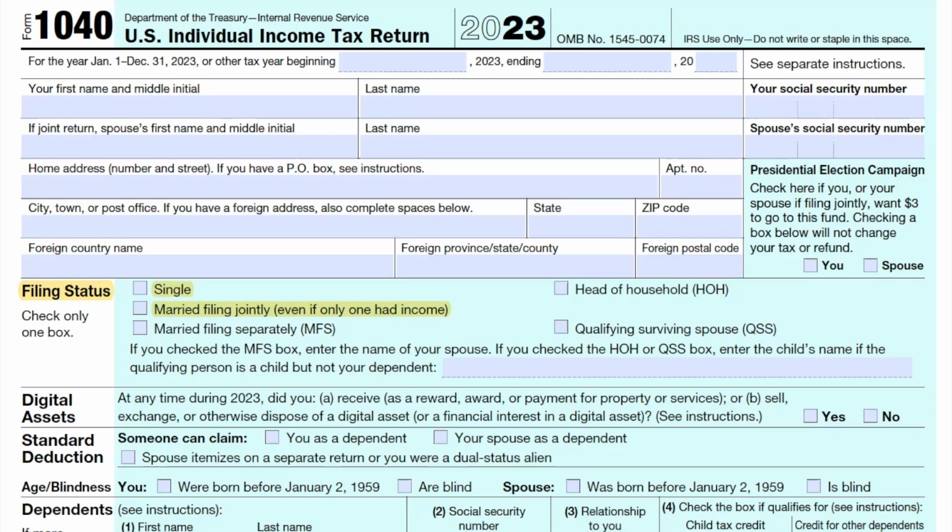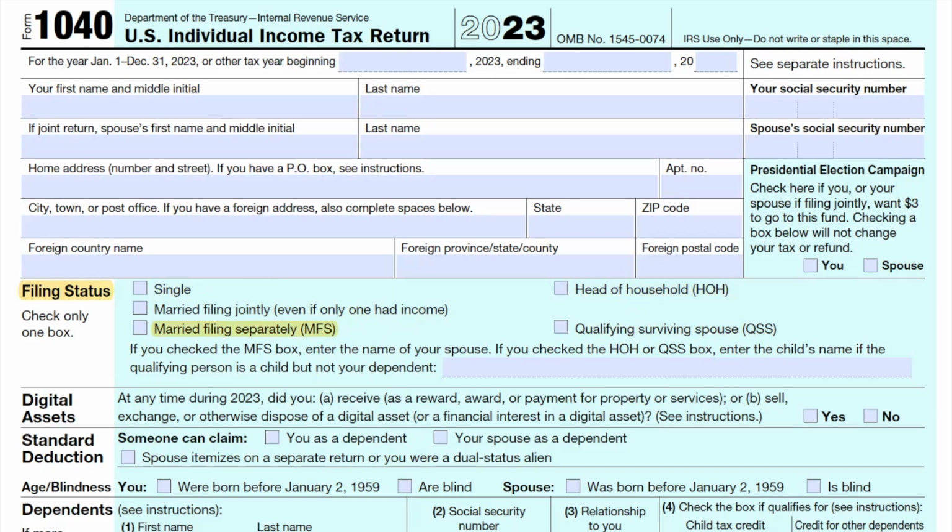Suppose the surviving spouse does not remarry and cares for a dependent child moving forward. In that case, they may be able to file as qualifying surviving spouse, but only for 2 years following their spouse's death. And in the following years, they'll switch to filing as single or head of household if they continue caring for tax dependents.